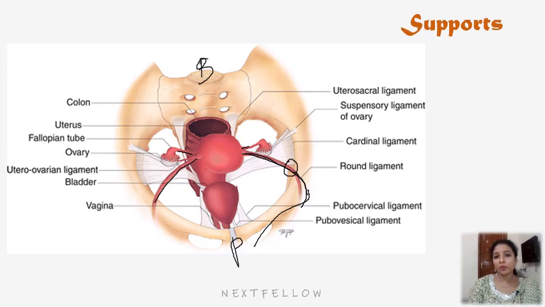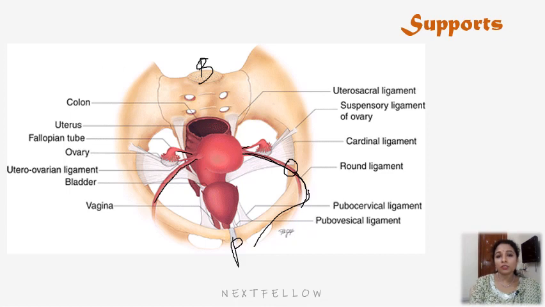And further, it splits into numerous thread-like fibrous bands which merge with the fibroareolar tissue of the labium majus. So finally it ends up in the labium majus, and these ligaments pull the fundus of the uterus forward and help to maintain the uterus in anteverted and anteflexed position.